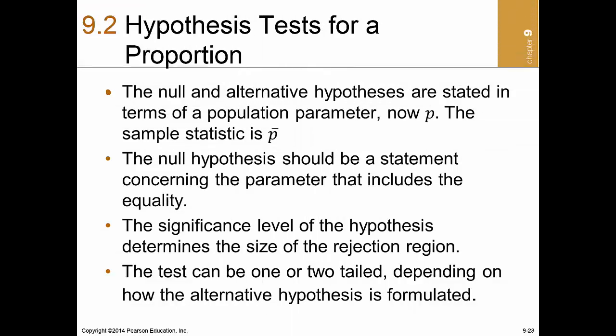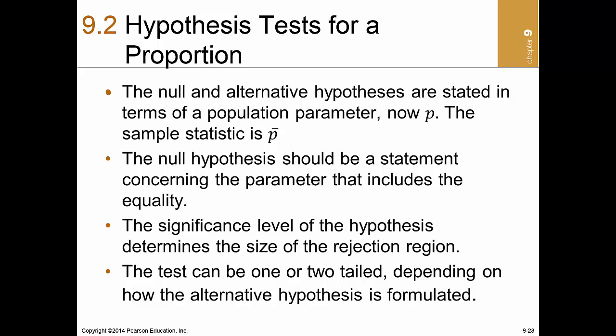So far this chapter is focused on hypothesis tests about a single population mean. Although many decision problems involve a test of a population mean, there are also cases in which the parameter of interest is the population proportion. The basic concepts of hypothesis testing for proportions are the same as for means. The null and alternative hypotheses are stated in terms of a population parameter, now p instead of mu, and the sample statistic becomes p bar instead of x bar.